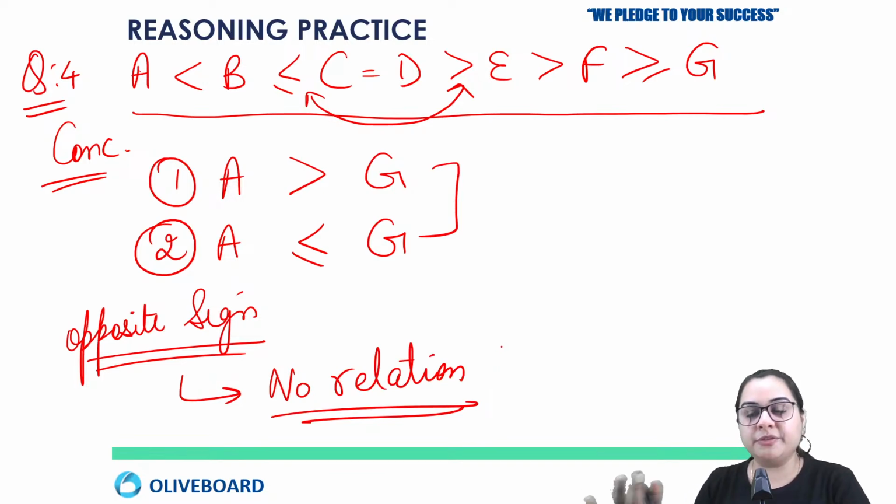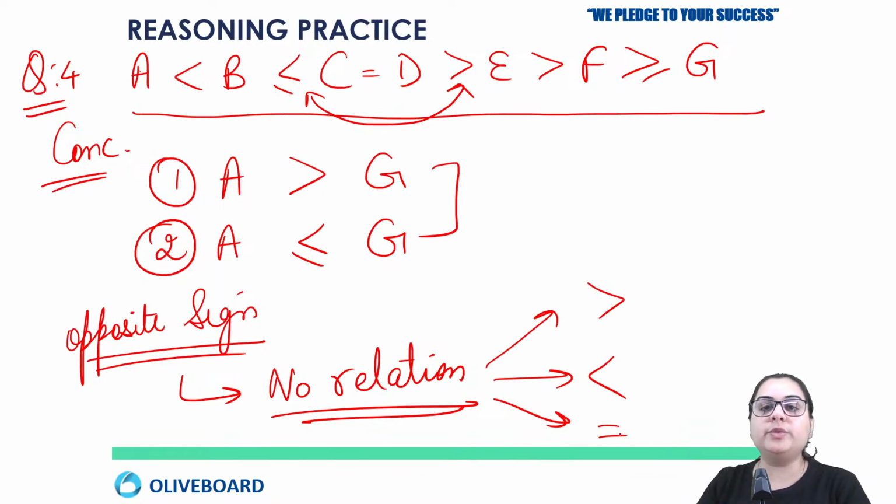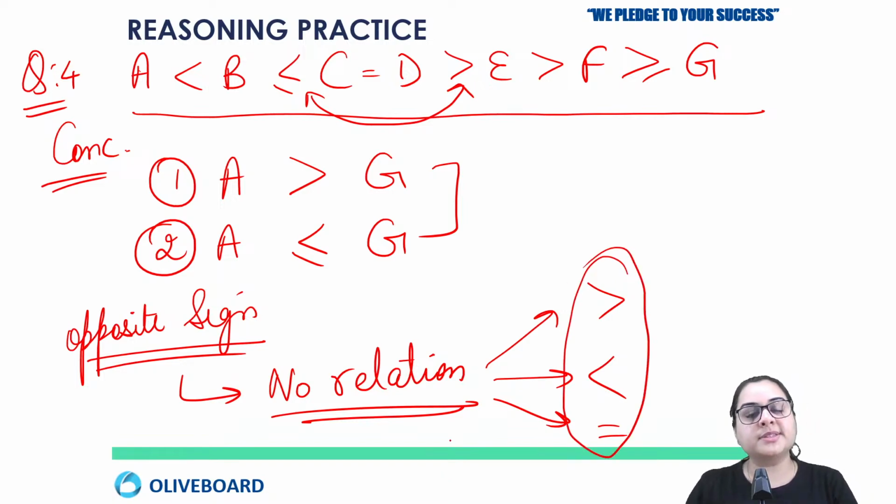No relation means the result of the comparison is always either greater or smaller or equal. There is no fourth result of comparison. Either the answer will be greater or smaller or equal between any two variables. So these are the three possibilities in the case of opposite sign. If you get all the possibilities, then you mark either or. If you do not get all the possibilities, that is, just some of them are given, then those will be wrong.